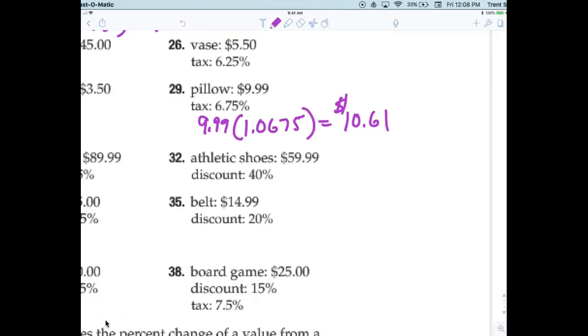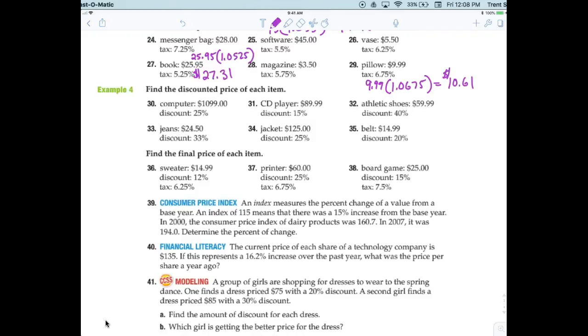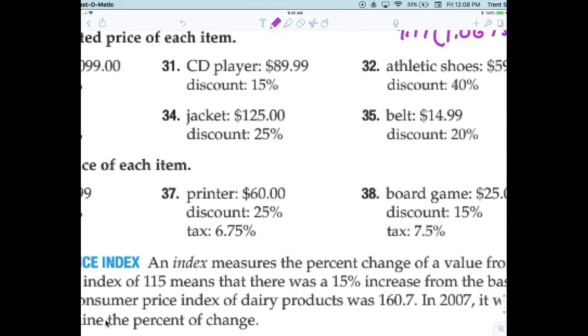All right, here we go. 31. Yeah, that's right. Kate, you're up. Yay. So what am I doing? $9.99. Mm-hmm.